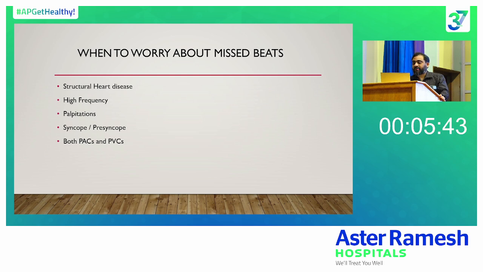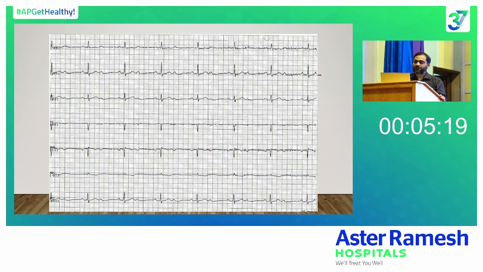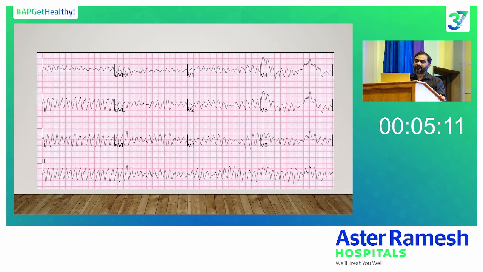You have to worry about these missed beats when the patients have structural heart disease, when these missed beats are high frequency in a 24-hour Holter monitoring, or when patients have syncope or pre-syncope. So mind you, both atrial and ventricular arrhythmias can present with syncope and other things. Quickly, let's see some case scenarios. If you have an ECG like this, which is a complete heart block, or an ECG like this, which is a 2:1 AV block, or an ECG like this, I think the diagnosis is pretty straightforward. If you have an ECG like this, which is pretty ominous, the diagnosis is pretty straightforward.